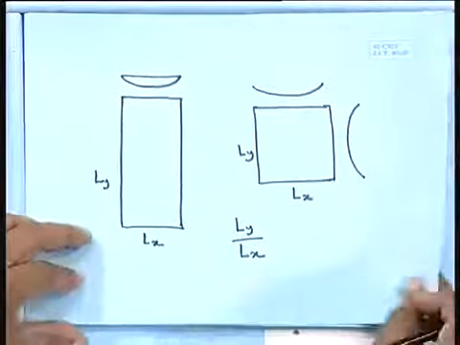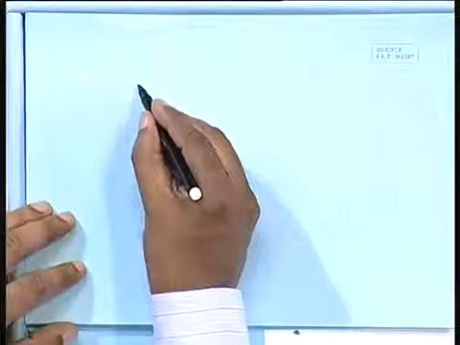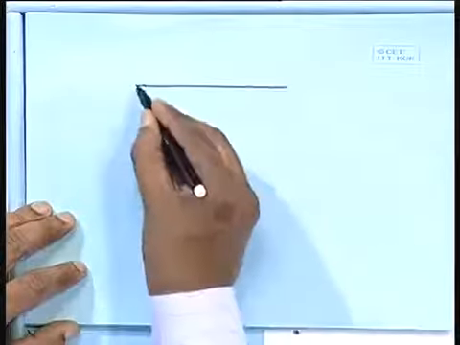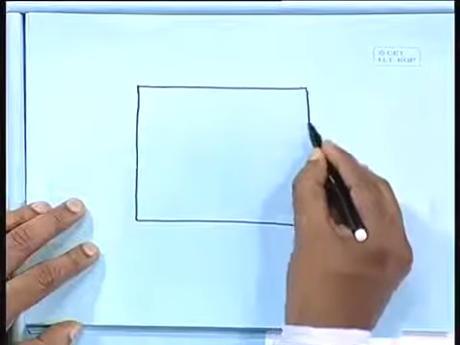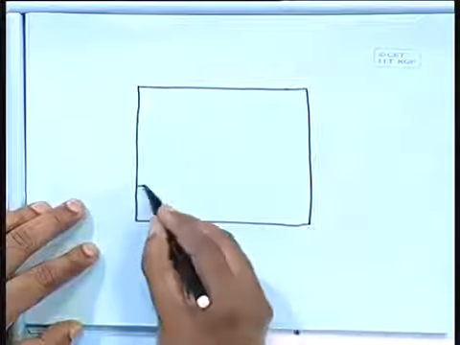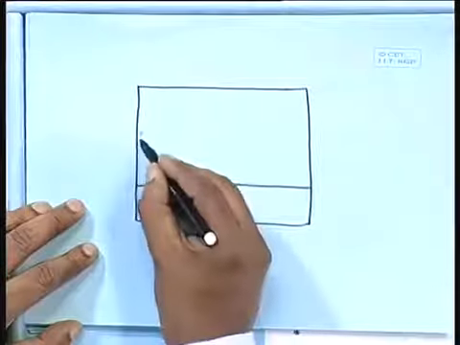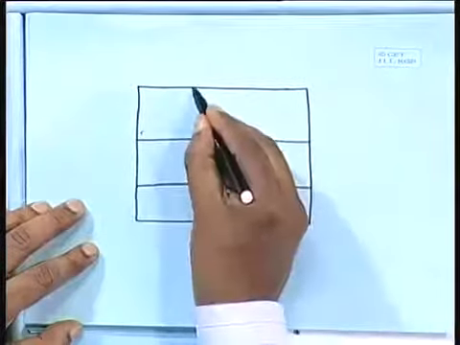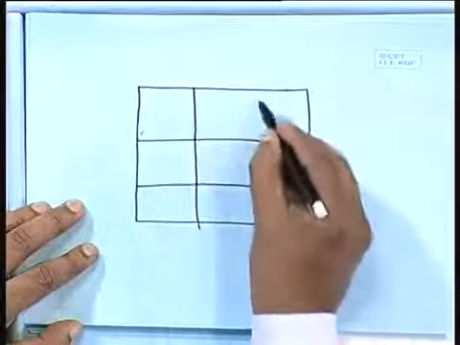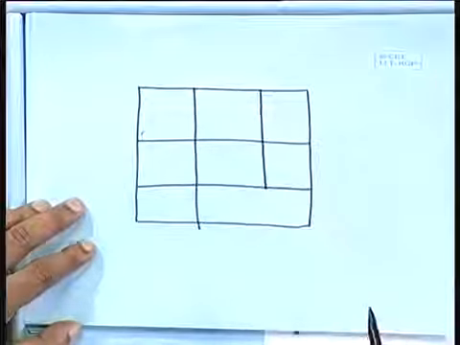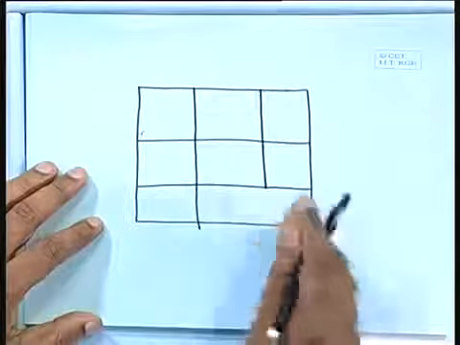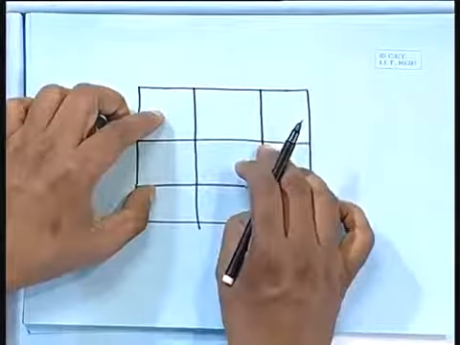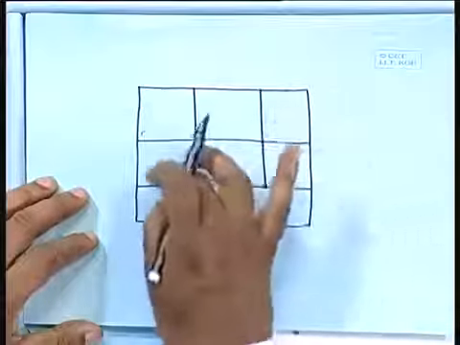Here we are talking about framed structures. If we take a grid, say like this, these are all beams, and over that we have the slab. So, these are all slabs that you have to design.